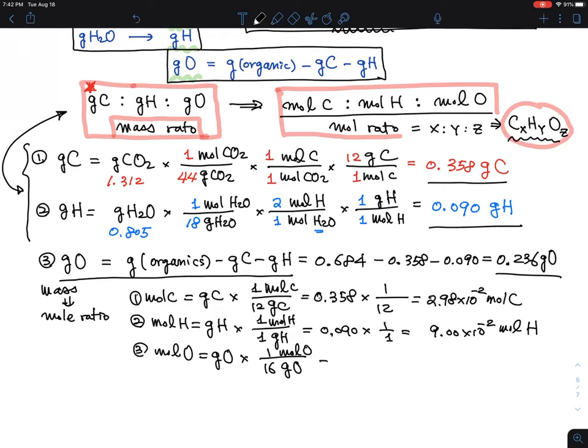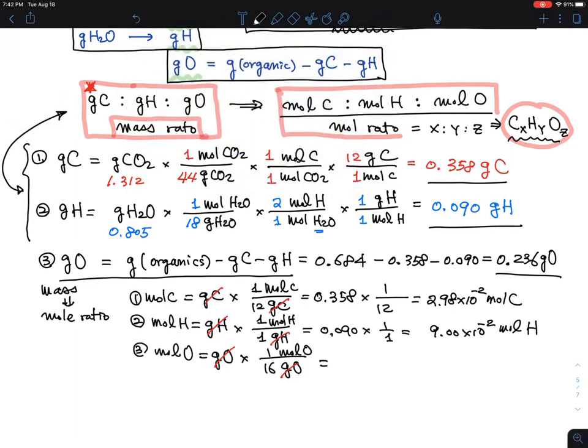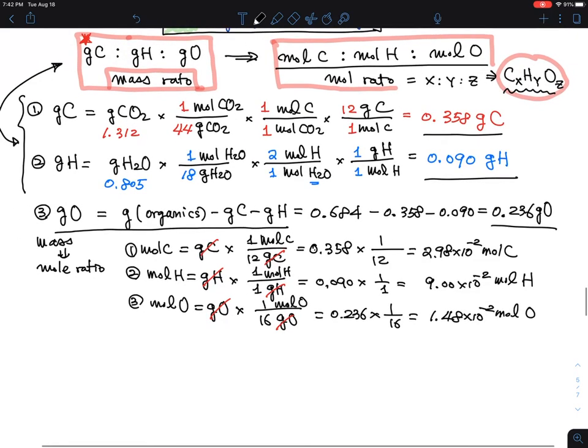Okay, so by doing so, the grams are all gone. This is the idea that you learned from the unit conversion before. So that's 0.236 times 1/16, which is 1.48 times 10 to the minus 2 moles of oxygen. So now we have come to a very important stage. This is the mole ratio.